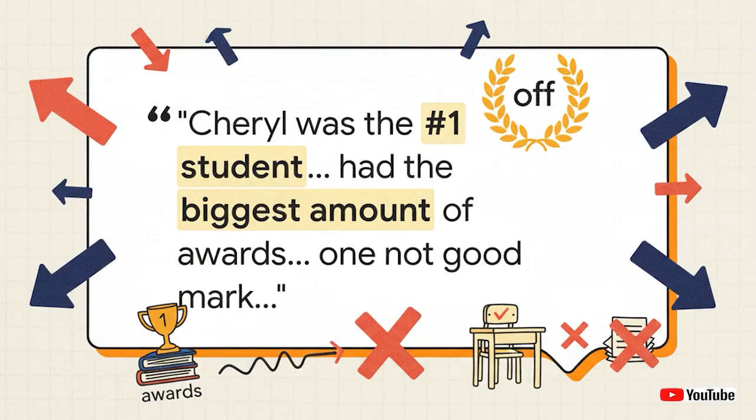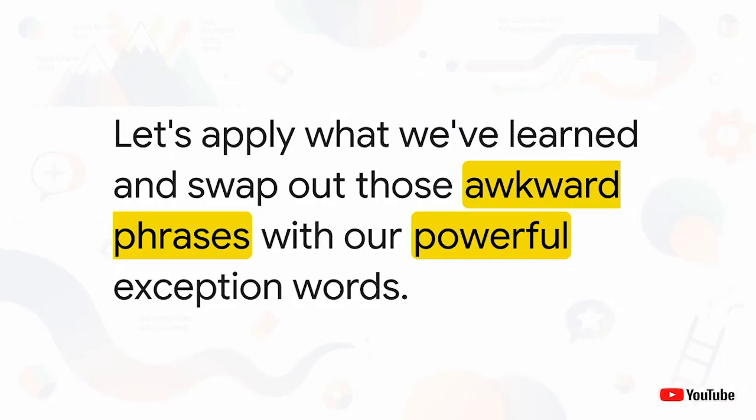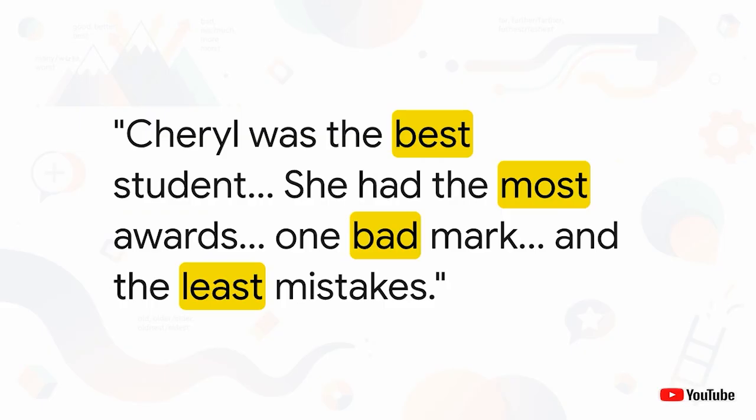This is exactly the kind of English that happens when you don't know these exceptions. So let's apply what we just learned and see if we can fix this. We're going to swap out all those awkward phrases with our five powerful exception words. So much better. Just listen to how smooth this sounds now. Cheryl was the best student in her class. She had the most awards for doing so well. She had only one bad mark, and it was the least amount of mistakes on her tests, so she had the most success in school.